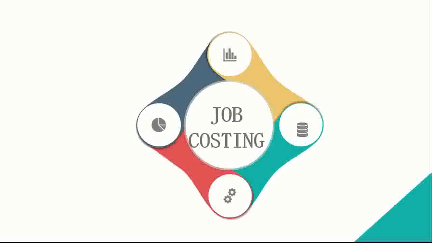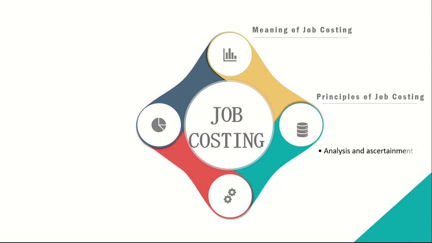Job costing. One meaning of job costing. CIMA London defines job costing as the category of basic costing methods which is applicable where the work consists of separate contracts, jobs, or batches, each of which is authorized by specific order or contract. 2. Principles of job costing.